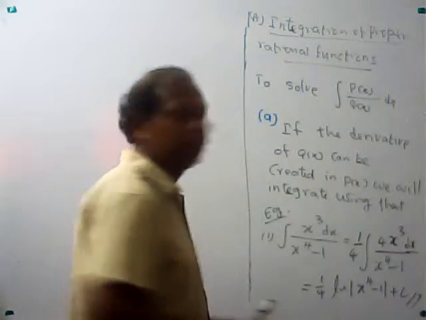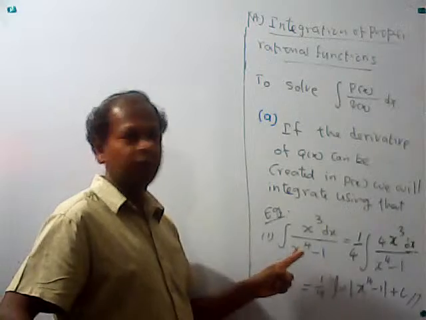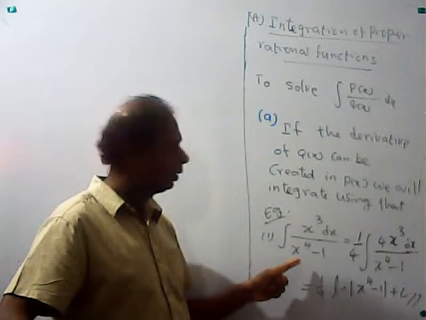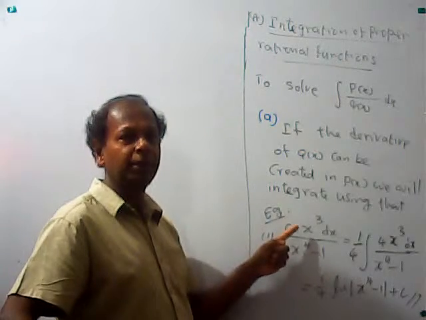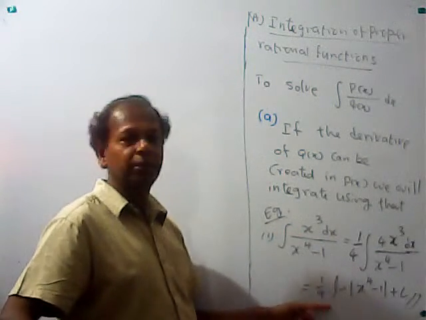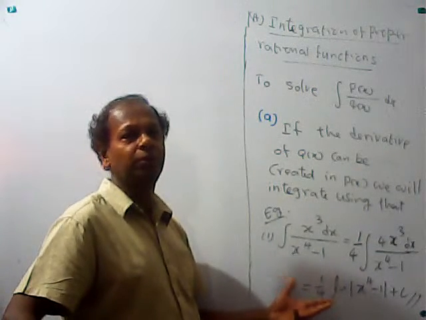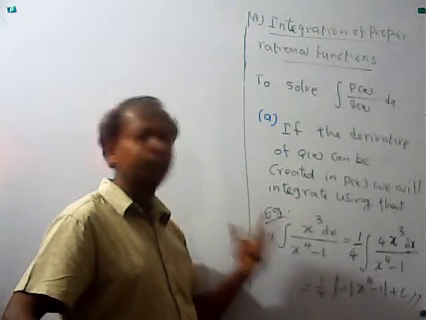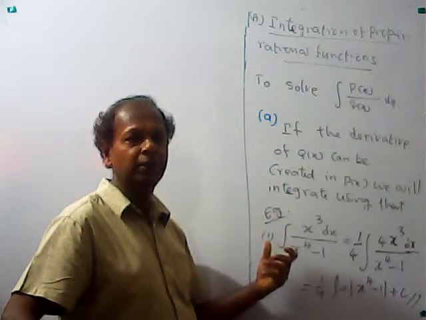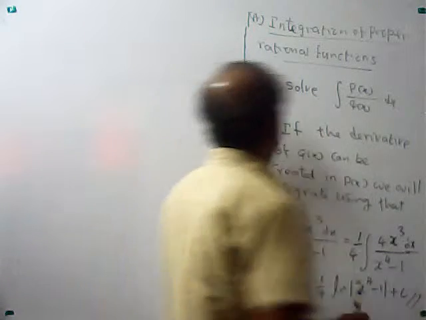Okay, now we are in proper rational functions. If you can create the derivative of the denominator in the numerator in a single step easily, we will integrate using that. But this is something that you can't do always, right? What if not? If this is not possible, then what is the next step? Then what do we do? Next option.